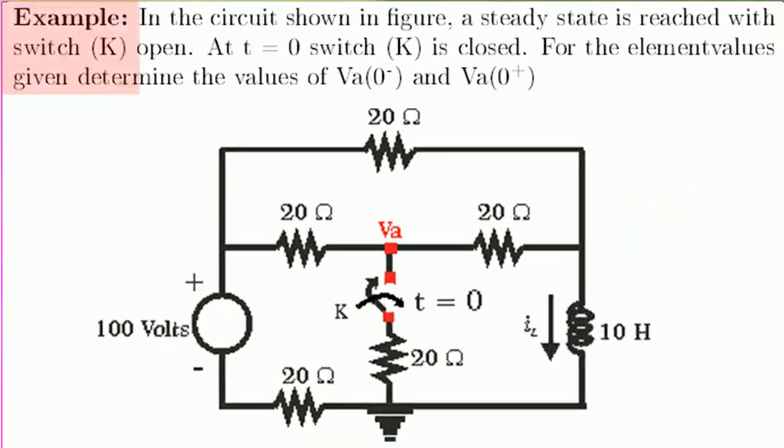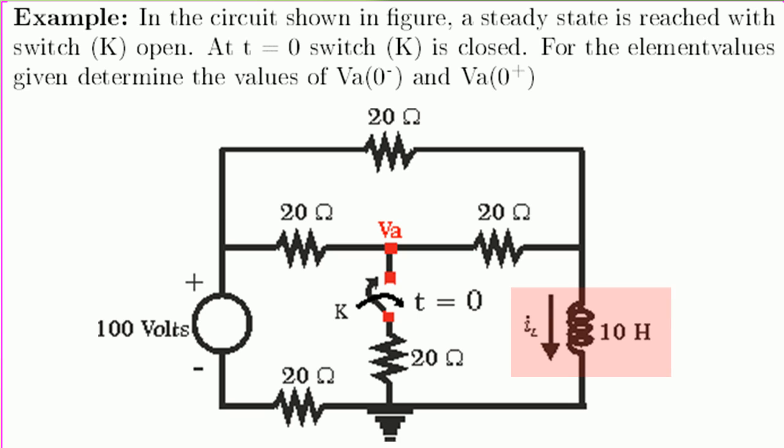Friends, let us consider another interesting problem in which we use yet another technique. In this problem, we are required to find the node voltage VA0 minus and VA0 plus. It is given that the circuit is in steady state when switch K is open. The switch K is closed at t is equal to 0. No initial conditions are given. We have to find them.